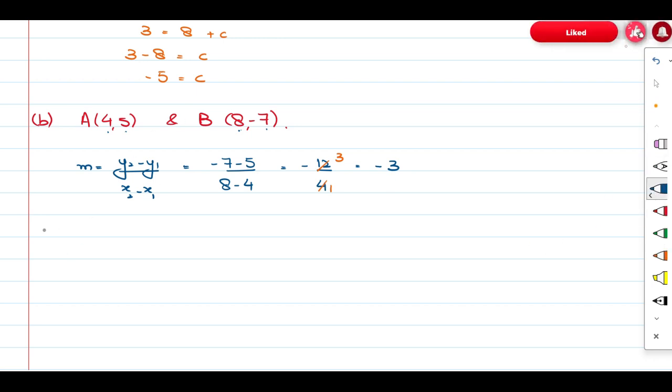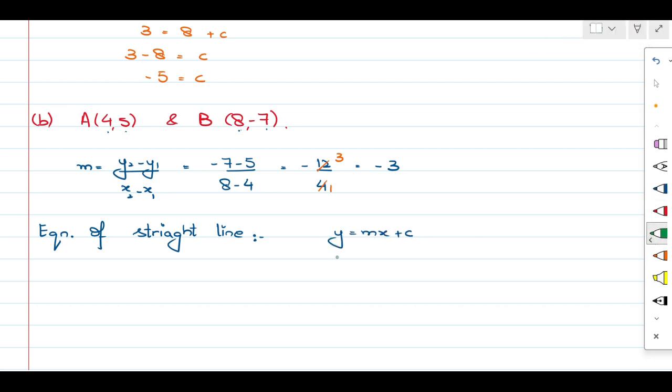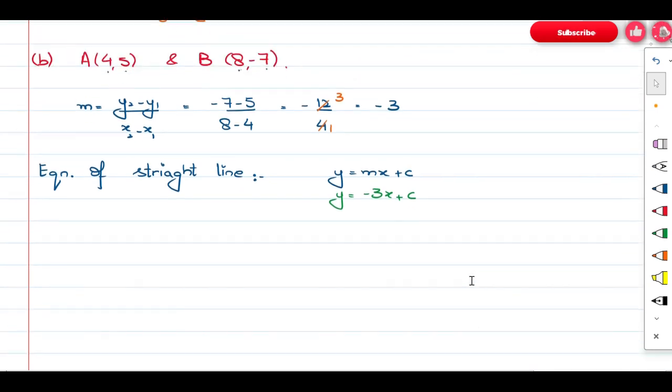Okay, now the equation of a straight line is y equals mx plus c. Now we have the m value, which is minus 3, so y equals minus 3x plus c. Again, to solve for c, we can plug in point A or point B. This is up to you.